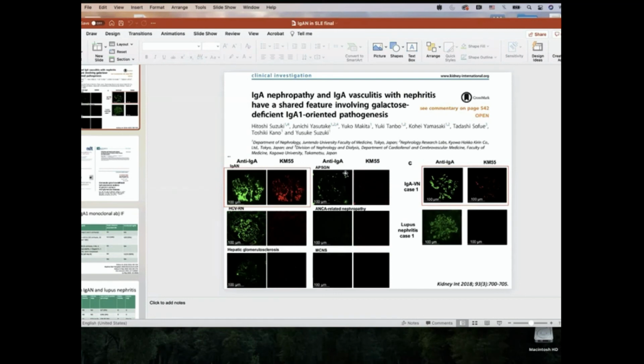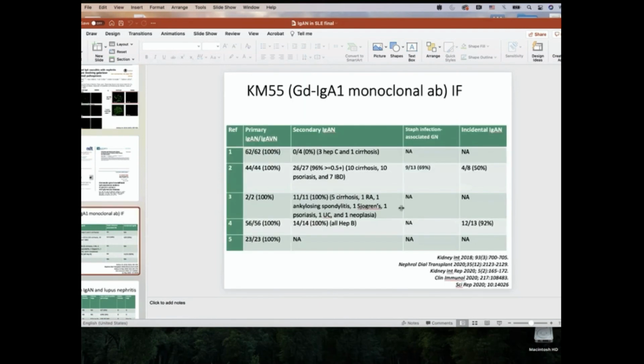So actually, when I was reading this paper, I immediately thought about buying this antibody and doing the staining, because as you know, by morphology, we cannot distinguish primary IgA nephropathy from any hepatic, HCV or hepatic IgA nephropathy. These are all secondary IgA nephropathy, for people who are not in the renal field. And then also this study.